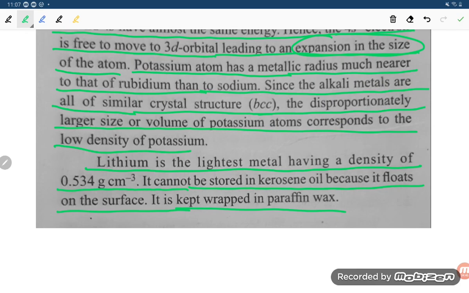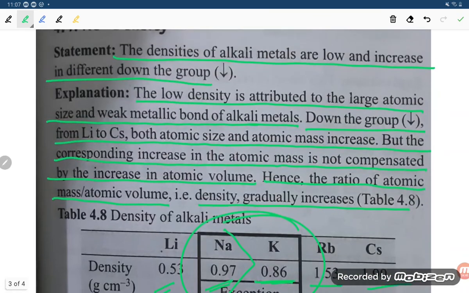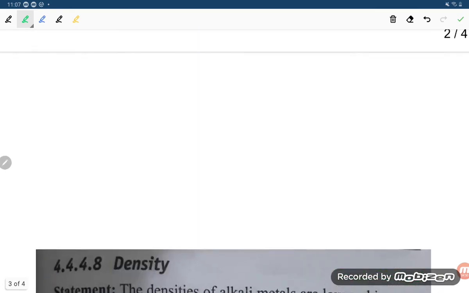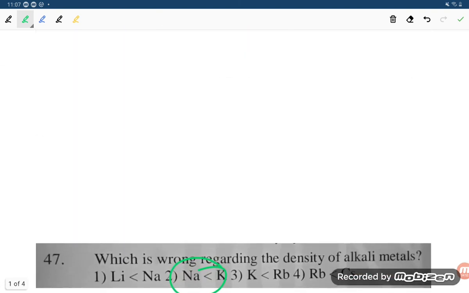So what they are saying, student, is that because of the d subshell, potassium has lower density than sodium. So our required answer is option number 2.